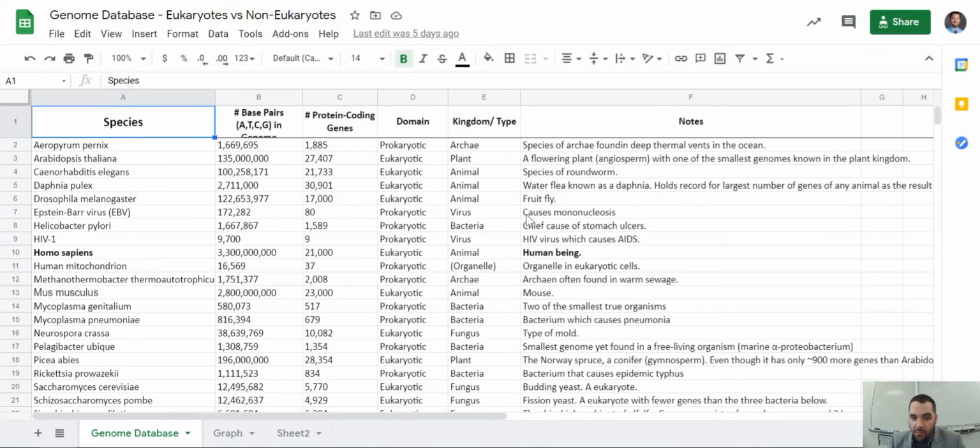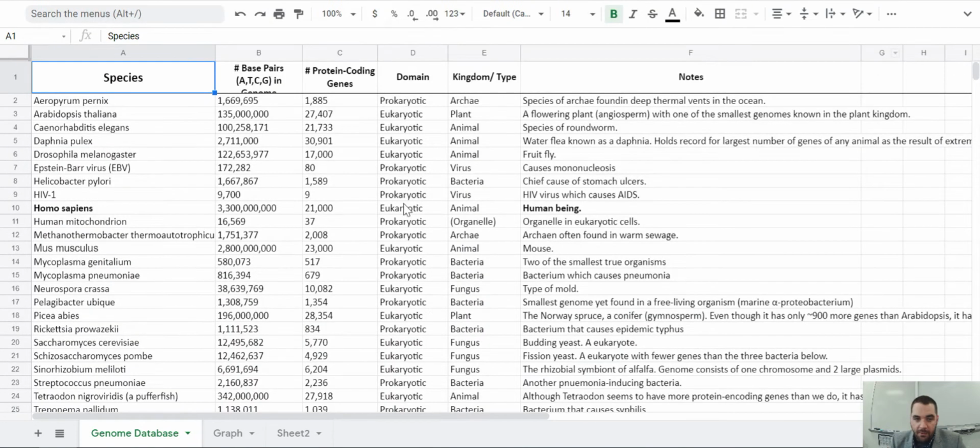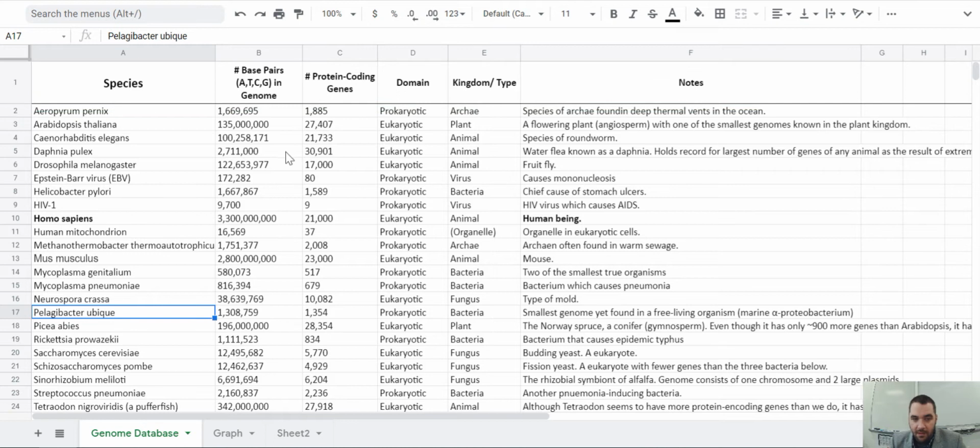You're going to need to open your database here, and I'm going to blow this up a little bit just so it's easier to see. You'll notice we have all these different specimens, and they're alphabetized by the species name. We also have the number of base pairs in the genome, and this is the number of protein coding genes. So this organism here has roughly 1.7 million ATCG sequences, but they have a total of 1,800 genes, well, almost 1,900.